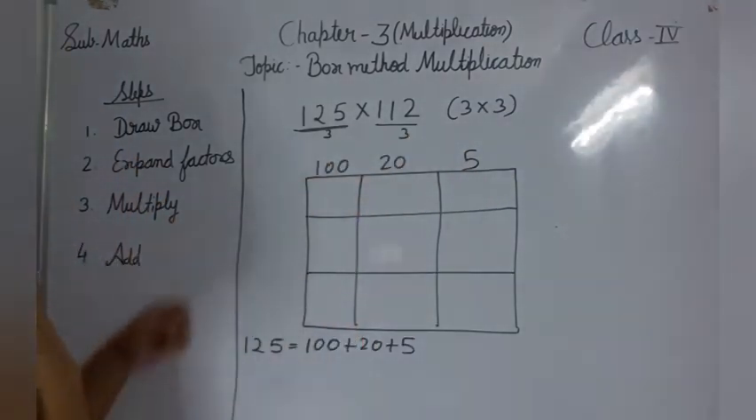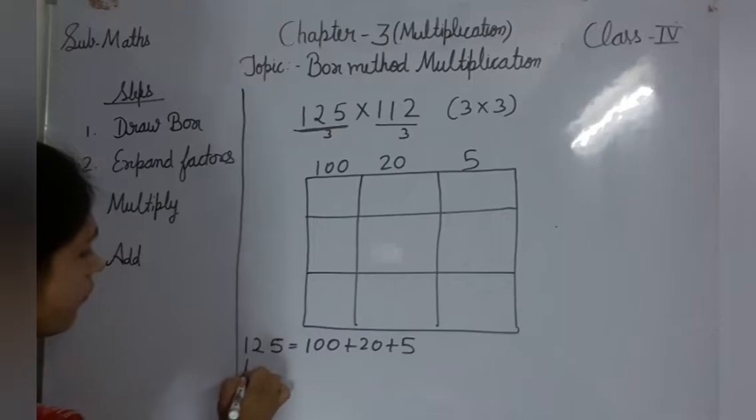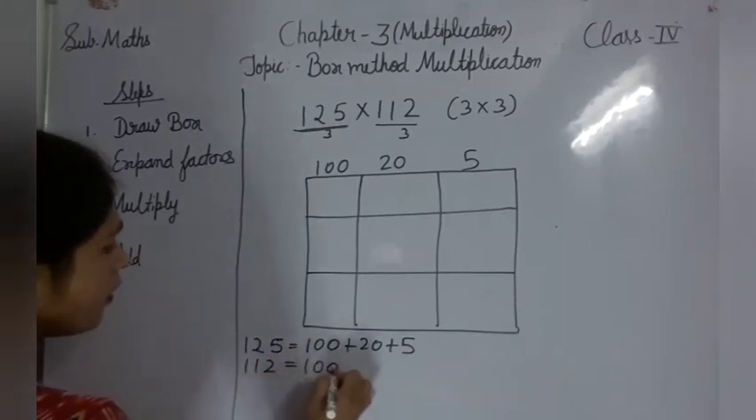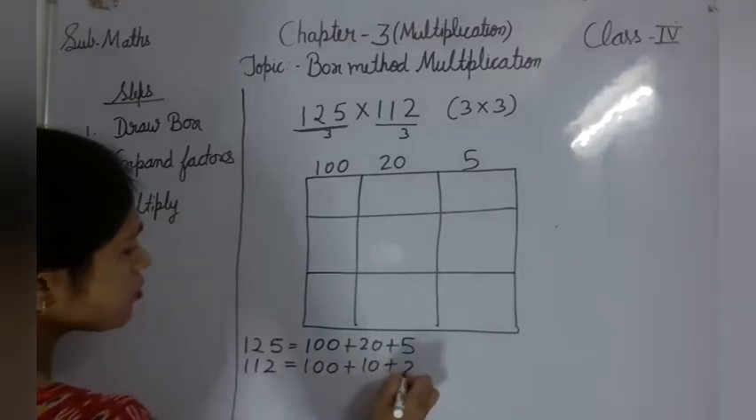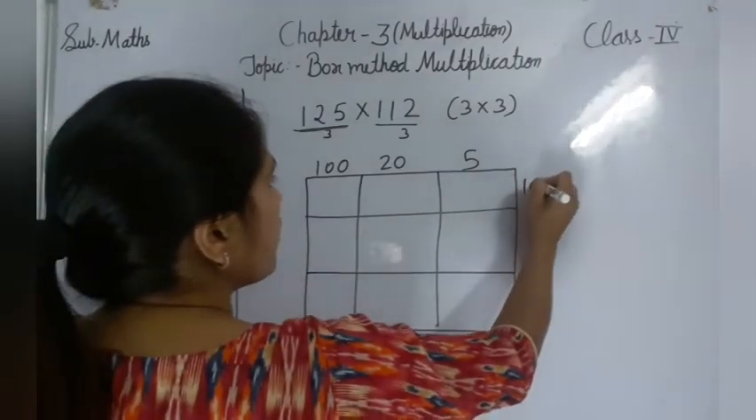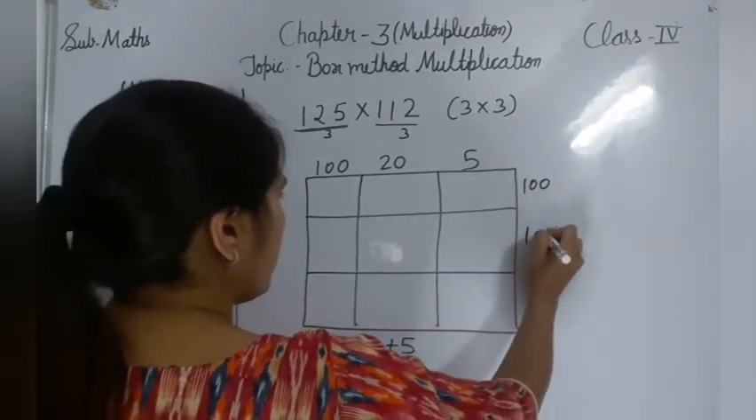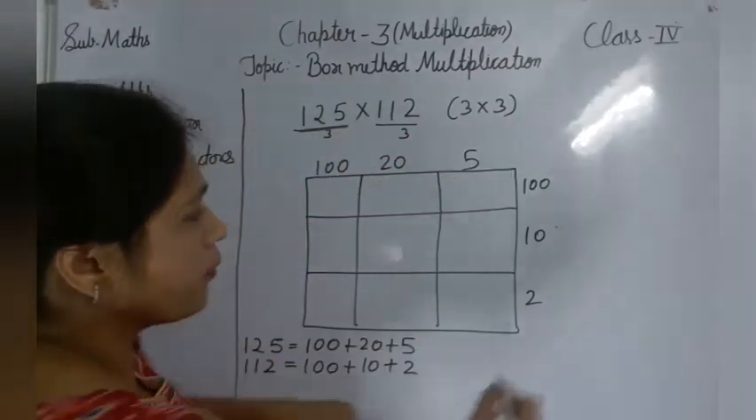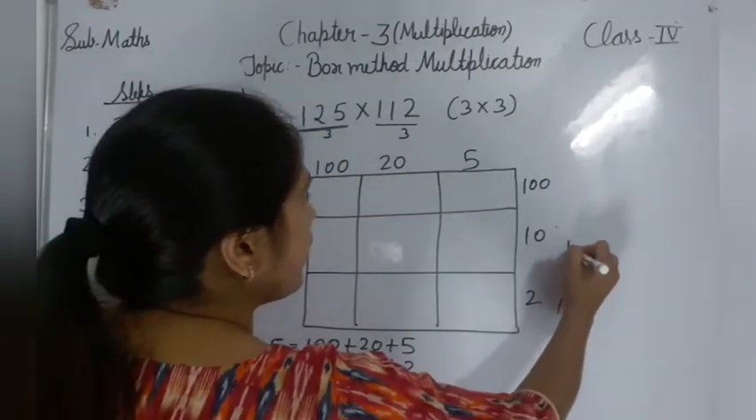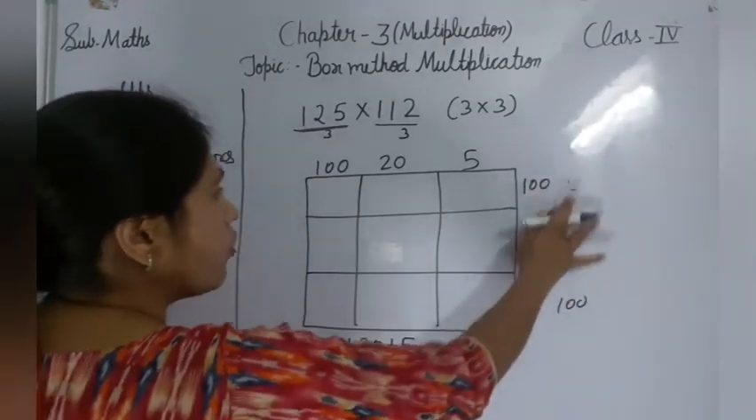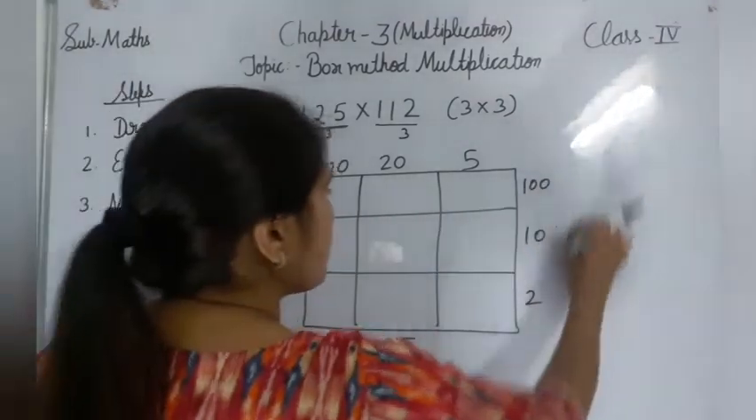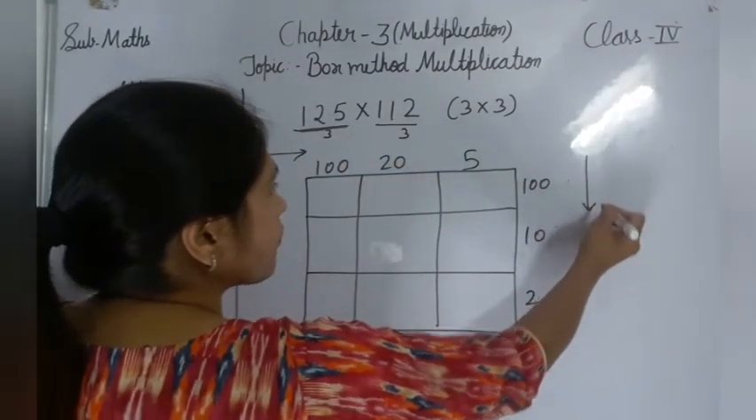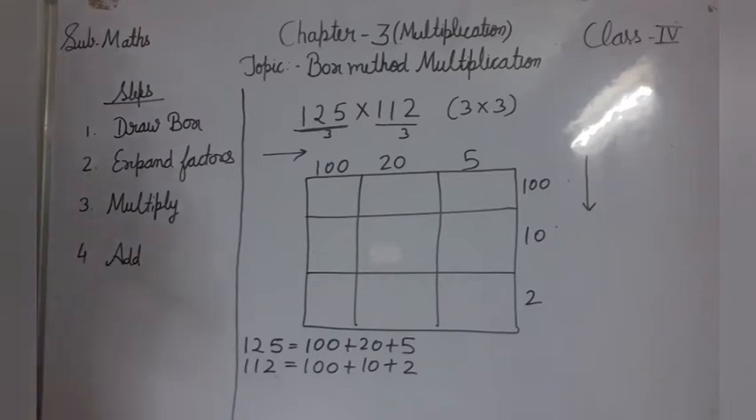So what is the second number? 112. So I am writing the expanded form of it. 100 plus 10 plus 2. Beta, see, we are moving left to right and top to bottom. Don't write it like this: 10, 100, 10 and 2. This is wrong. How are we moving? We are moving left to right and top to bottom. Clear? So now let's start.